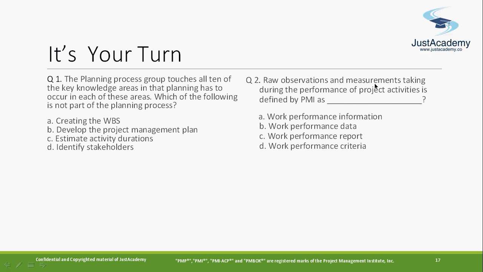Raw observation and measurement taken during the performance of the project activities is defined by PMI as work performance information, work performance data, work performance report, or work performance criteria. We talk about raw observation and measurement. Is it the data? Exactly. It's work performance data, something that you get during execution. Those observations come as work performance data.